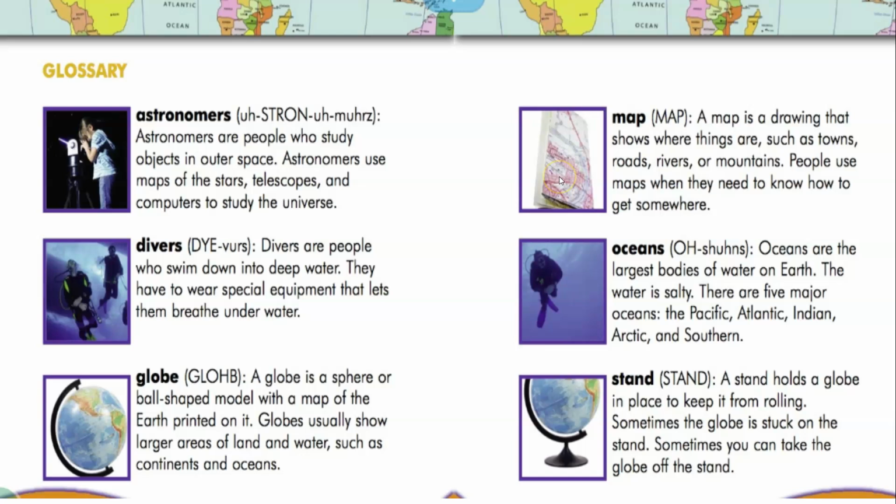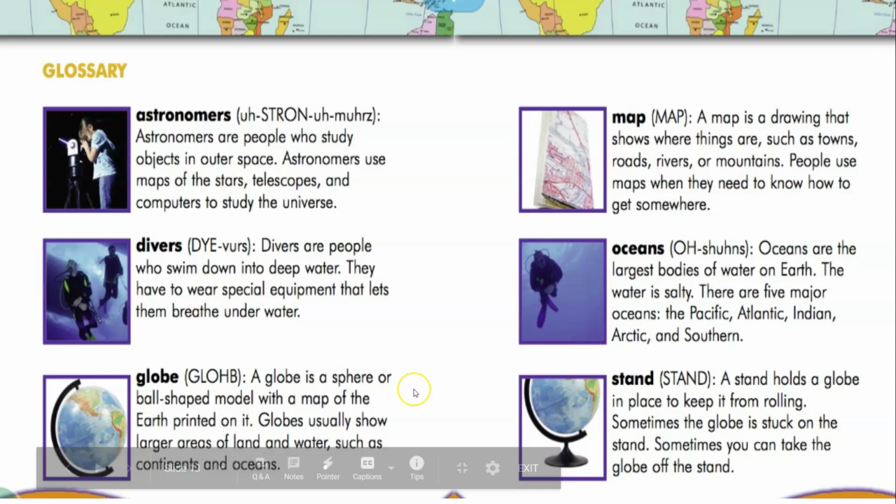So these are just some of the words that we heard in this story. So first we saw an astronomer. An astronomer is someone who studies objects in outer space. So they have to use maps of stars to know where and telescopes to help them. Divers are people that swim down deep in the water. They have to wear special equipment to help them breathe underwater.